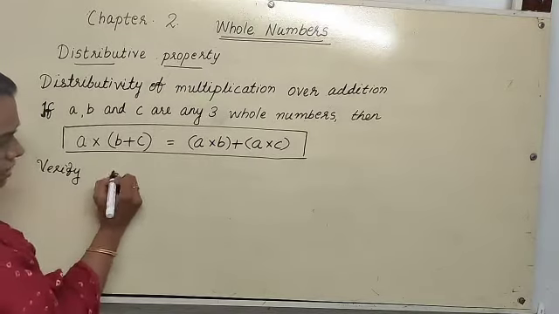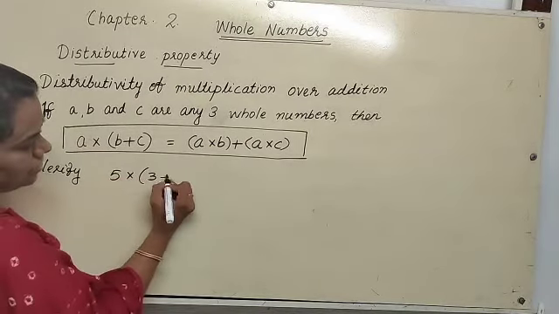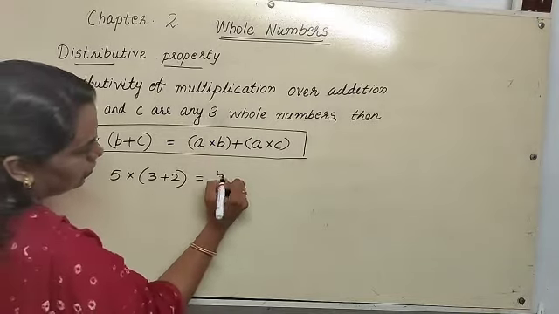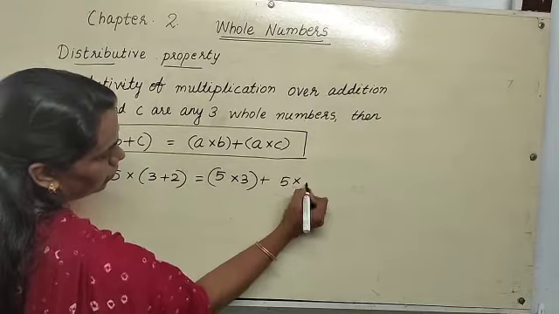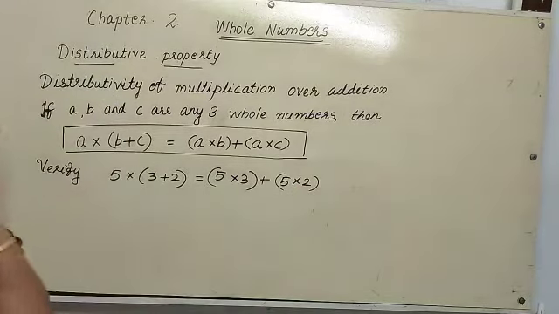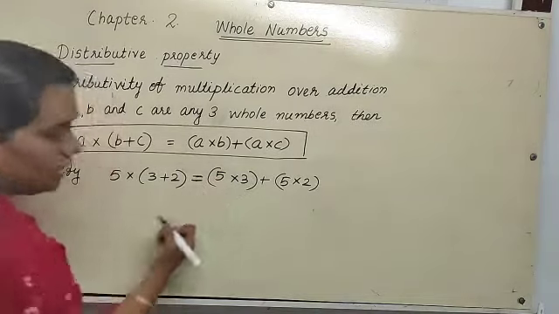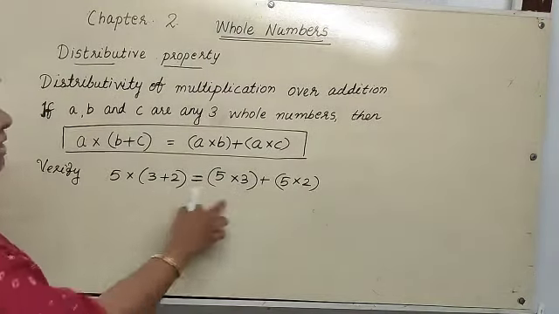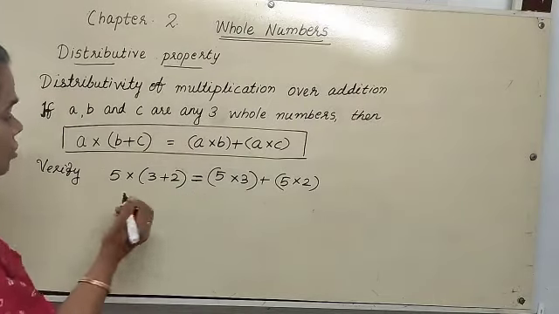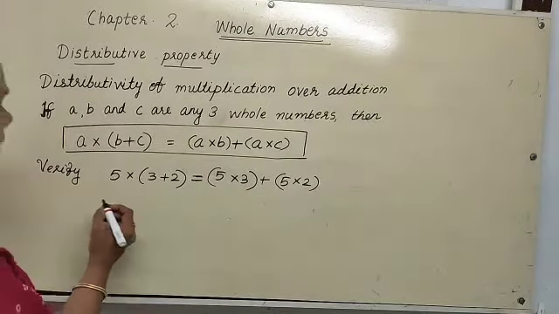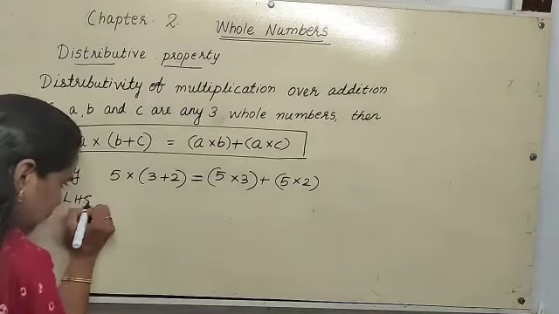Verify 5 into 3 plus 2 is equal to 5 into 3 plus 5 into 2. We can check whether it is correct. In the verification case, we have an equal to sign, and we should check whether both sides are equal. So we can check. This is our left hand side, LHS.